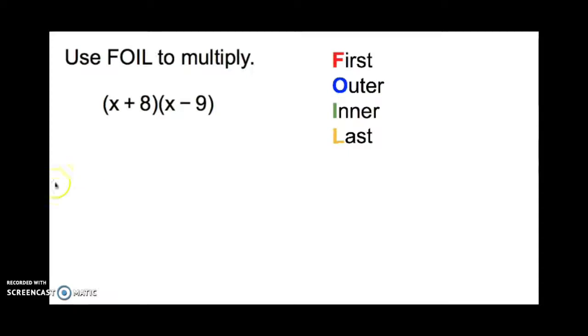So let's try it. So the first step is first. So you multiply the first 2 terms together. So x times x is x squared.